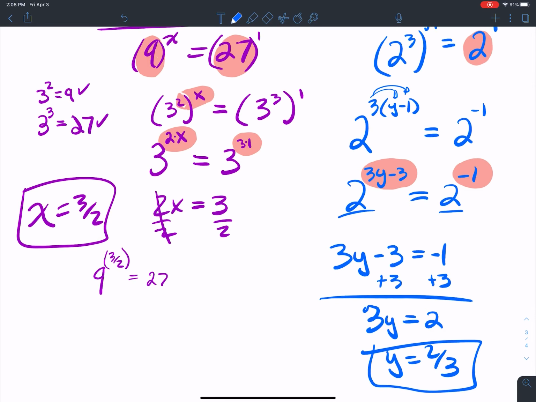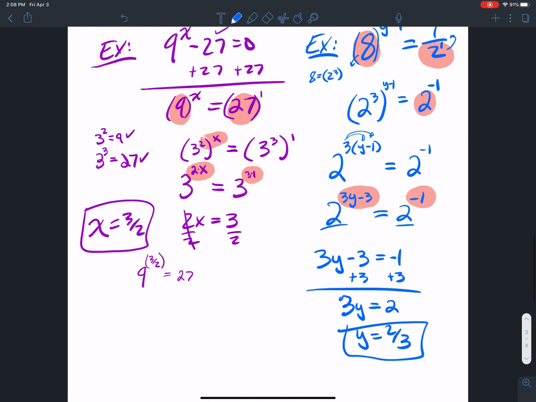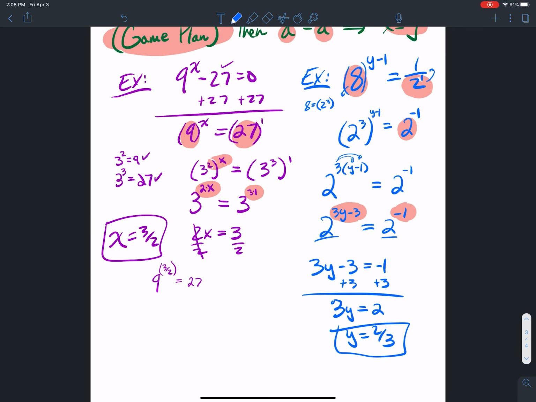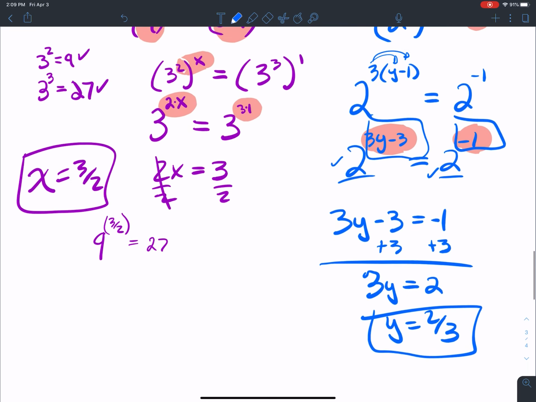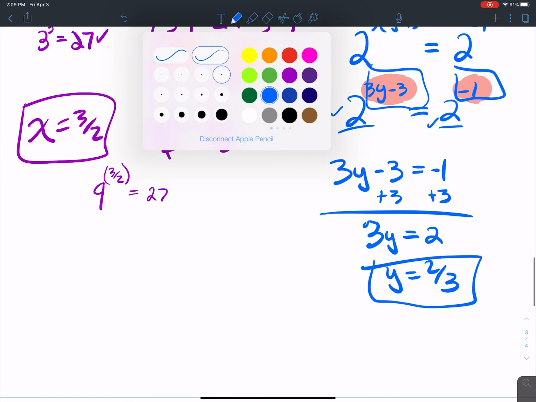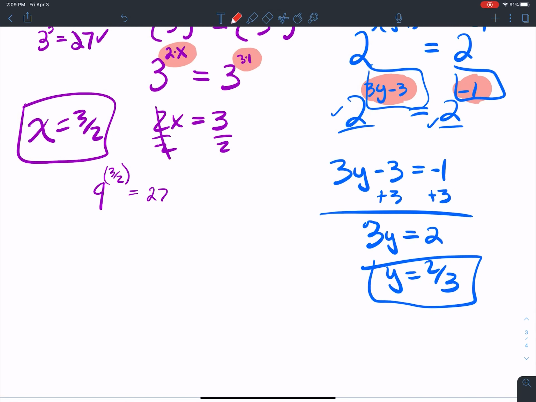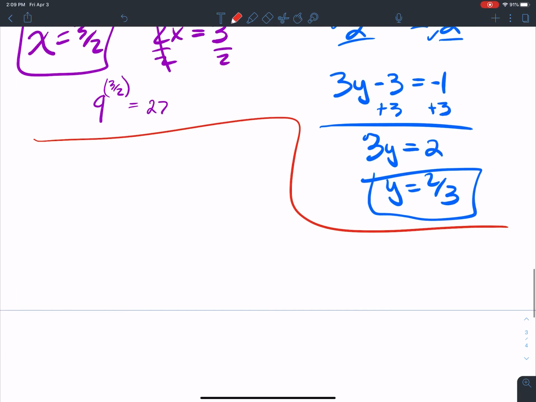Is this getting okay to do? I hope so. The game plan is figure out a way to rewrite the bases to be the same number. Once that's done, then all you do is set your exponents equal to each other. And that's how you get your value. Okay, so we're just going to keep running through and doing some more practice problems. Why not? Let's try this one.